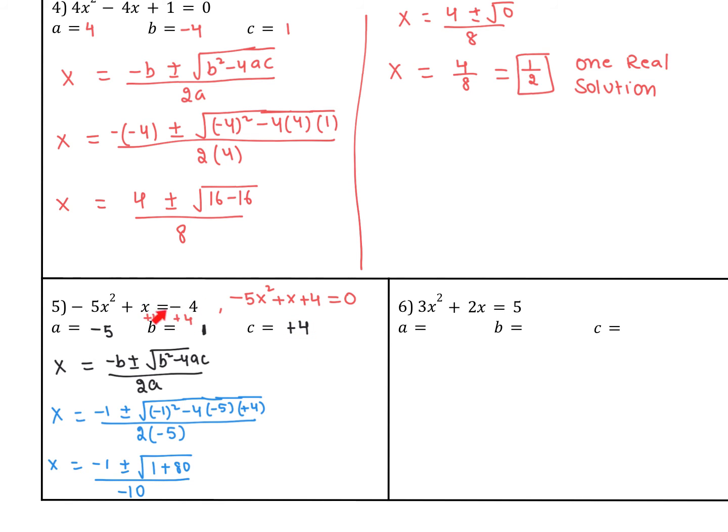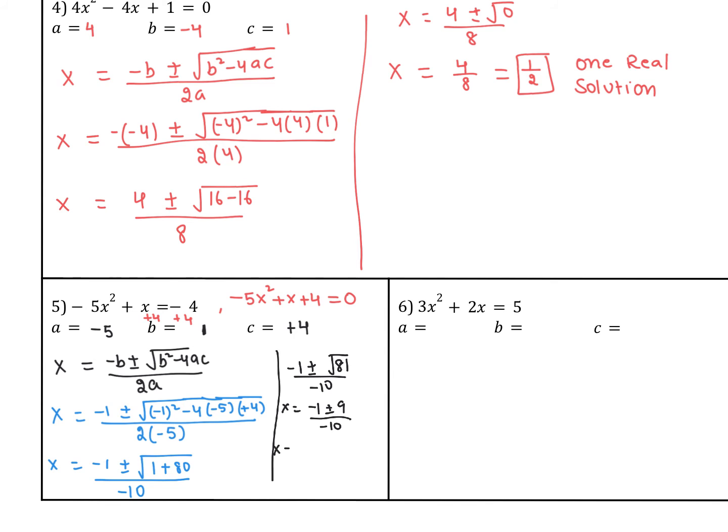Again, when you add 4 on both sides, the equation is negative 5x squared plus x plus 4, so C is positive 4. You plug B, A, and C into this formula, so you got negative 1 plus or minus the square root of negative 1 squared minus 4 times negative 5 times 4. So you got negative 1 plus or minus the square root of 1 plus 80, divided by negative 10. Negative 4 times negative 5 is positive 20, times positive 4 is 80. Now you add 1 plus 80, and you get negative 1 plus or minus square root 81 over negative 10. And that's going to be negative 1 plus or minus 9 over negative 10.